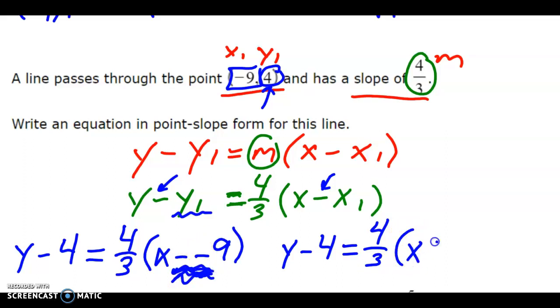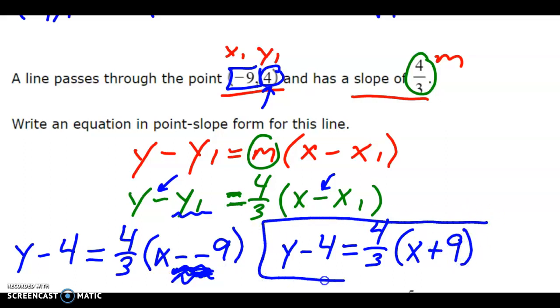Minus a negative is plus 9. That is your final equation, and on the questions where they're wanting you to just write the equation in point-slope form from the information given, this is all you need to do. Plug those values in where they belong, just be careful with the signs.